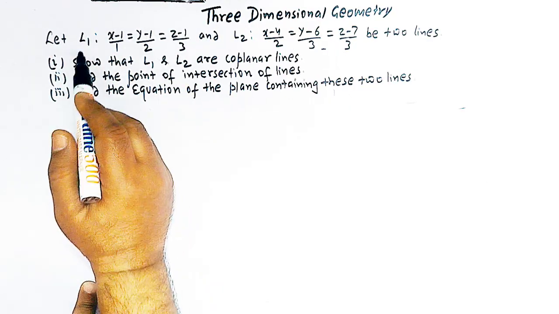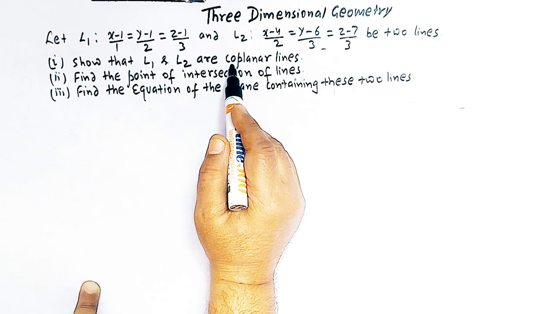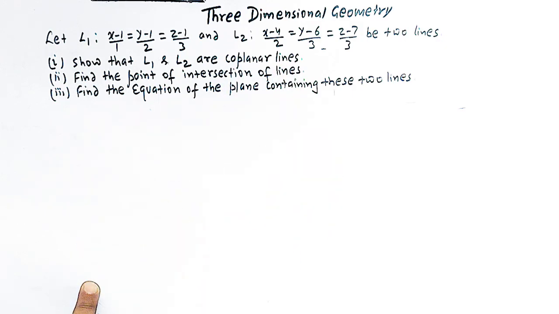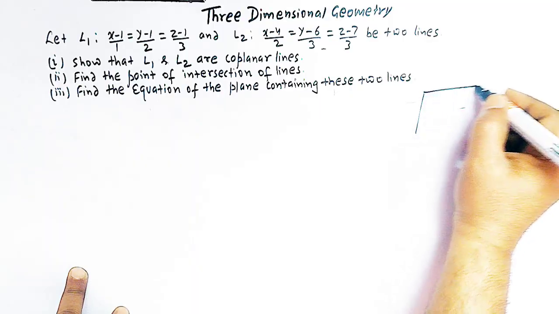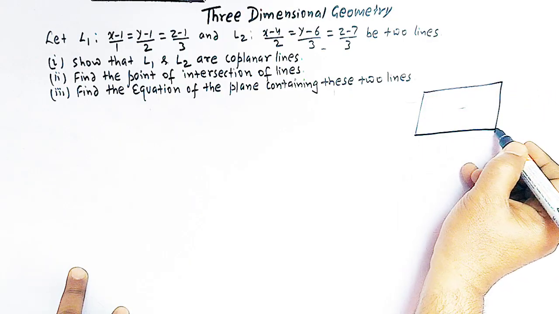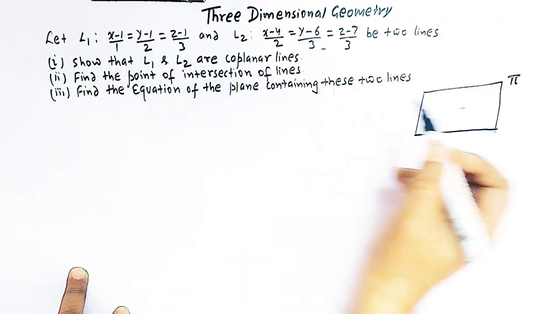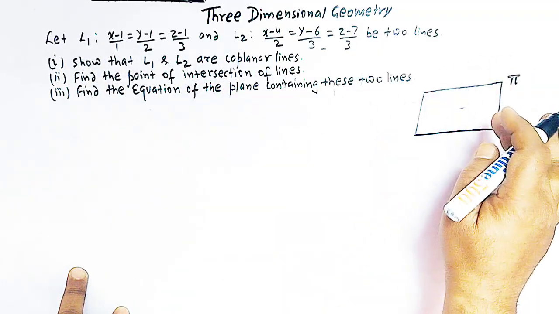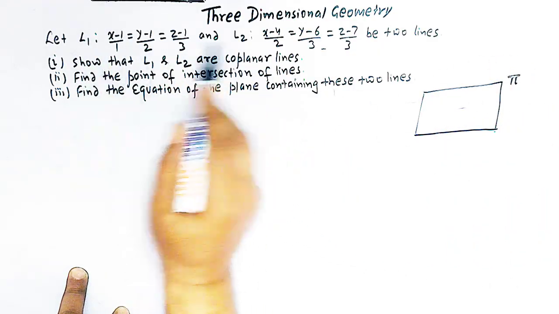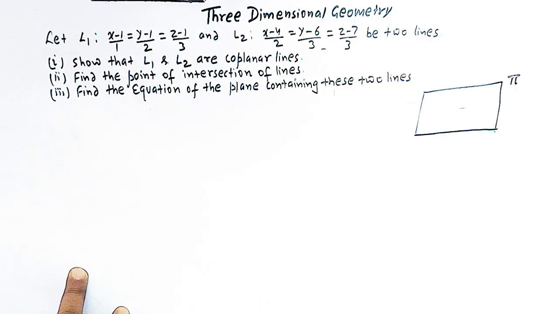So now two lines L1 and L2 are said to be coplanar lines if they lie on the same plane. Suppose we have a plane pi, and if these two lines L1 and L2 lie on this plane pi, then these two lines are said to be coplanar lines, right? And lines which do not lie on the same plane are said to be non-coplanar lines or skew lines, right?